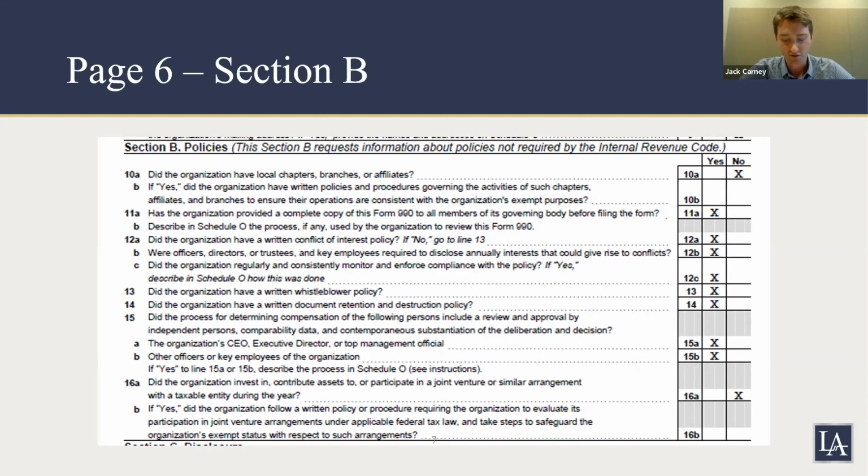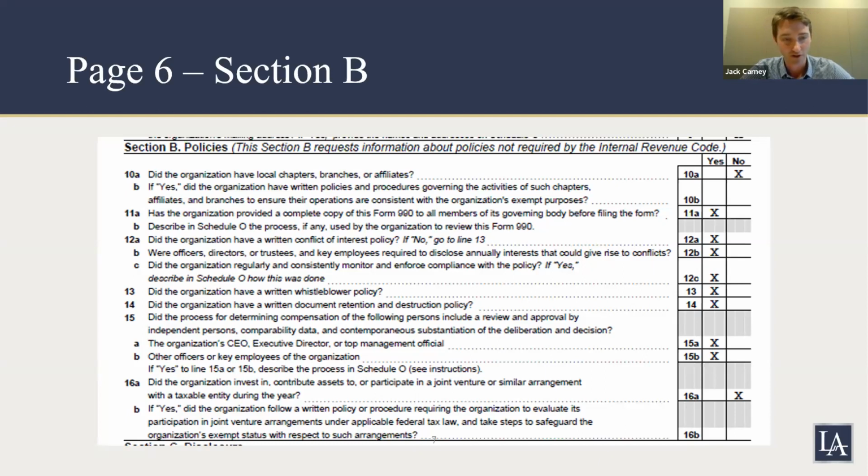These are a list of questions regarding the internal processes of the organization. And I'd like to point out at the very top, it says section B requests information about policies not required by the Internal Revenue Code. I think that's almost kind of funny. It's kind of like when your high school sports coach tells you that practice is not required over the weekend. Well, yeah, maybe it's not, but it really is.